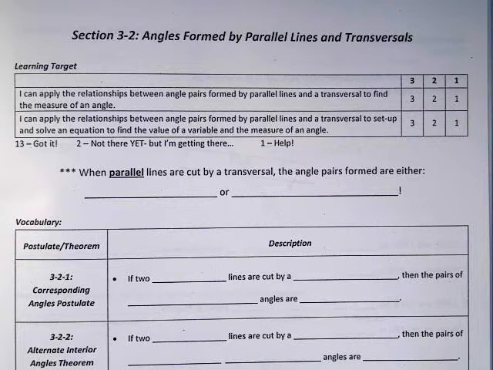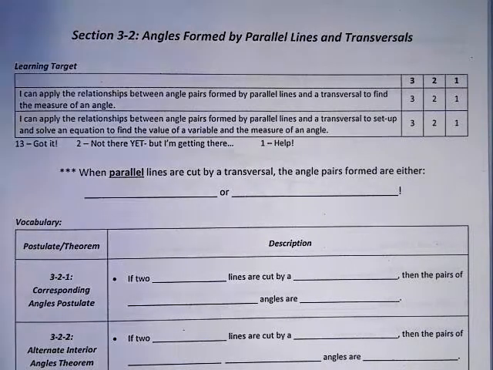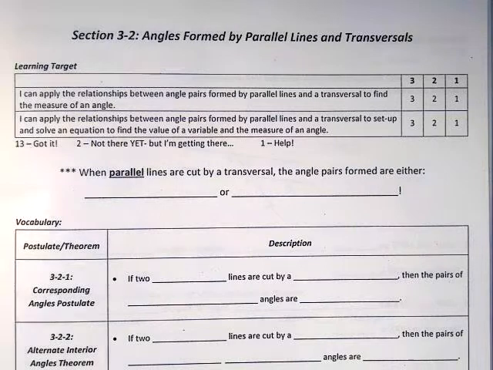We're still continuing to look at transversals and the different angle pairs that we learned in 3-1, but now we're very specifically talking about transversals that cut parallel lines. If you performed the GeoGebra activity properly, then a lot of this you might actually already know, which is cool. This will just be a little bit of review.